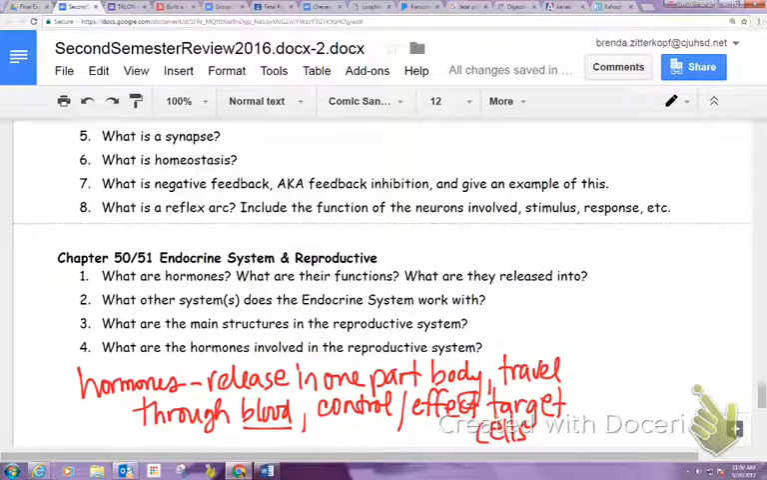Main structures of the endocrine system are going to be our glands. The endocrine system works very, very closely with the nervous system and the blood circulatory system. And I think you guys know the structures of the reproductive system. I don't need to go into those. It's the only system you can live without. The hormones involved in the reproductive system are going to be estrogen, testosterone, and progesterone.